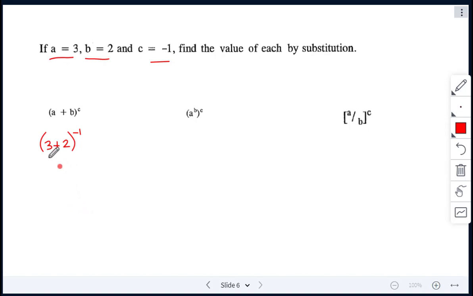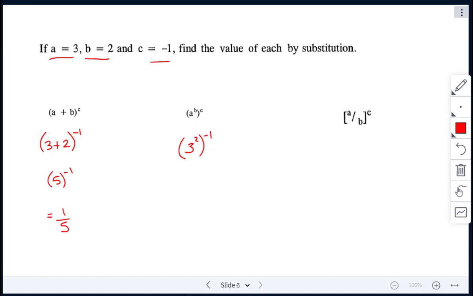All right, now we would go ahead and proceed with order of operations. So we would start with our brackets, 3 plus 2, which is 5. So 5, and then it's to the power of -1. So we would just take the reciprocal of that, which becomes 1 over 5 to the power of 1, which is just 1 over 5. All right, so I'll pause here and let you guys try that next one.